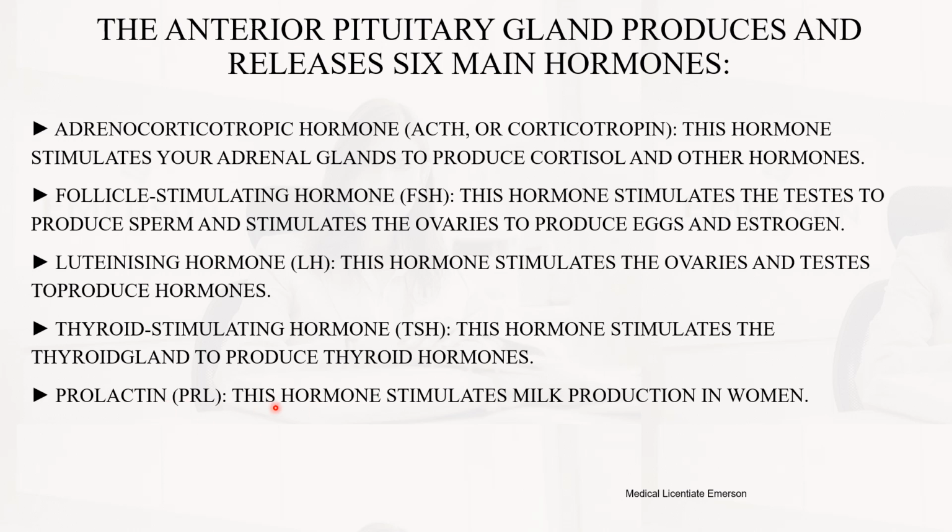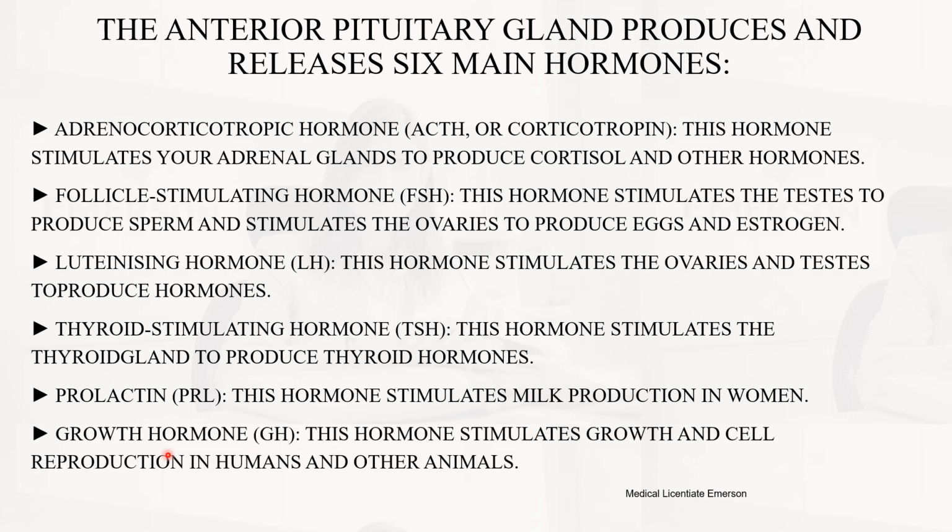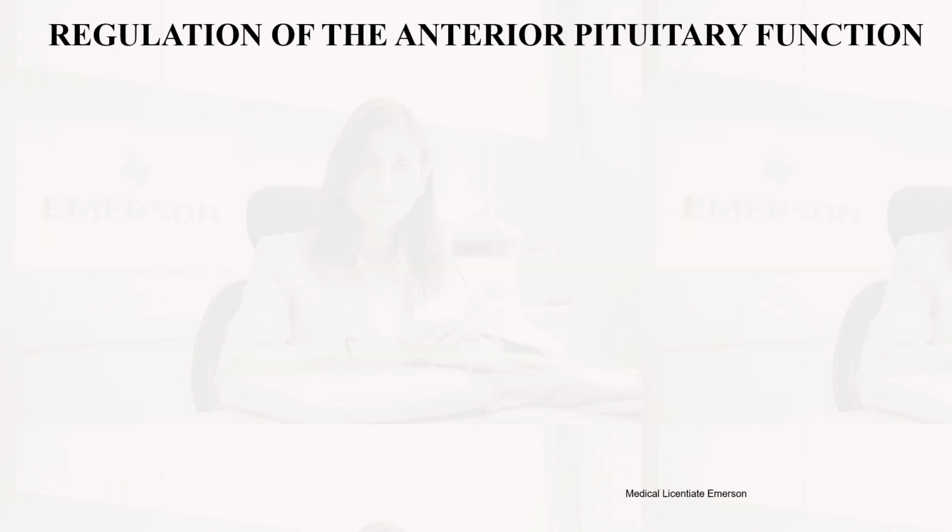Then you have prolactin, which stimulates milk production in women. Then you have growth hormone, which stimulates growth and cell reproduction in humans and others. Okay, so then how is the anterior pituitary function regulated?